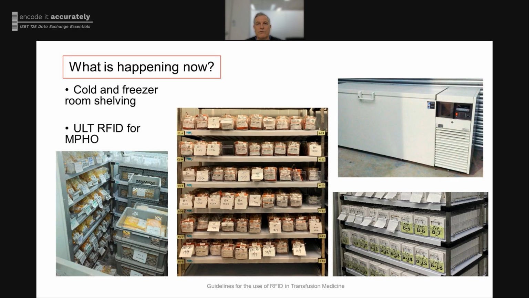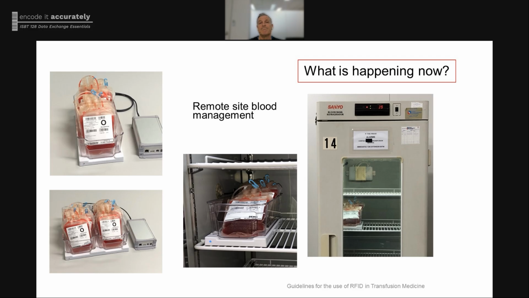Here are examples from a large blood processing center where RBC and frozen plasma are stored on active RFID shelving, which provides real-time location tracking of all products in storage. There are also methods of fitting RFID to existing ultra-low temperature freezers for storage of medical products of human origin. Most recently, the problems with remote site blood management have resulted in products designed specifically for tracking a small number of units held at remote sites.